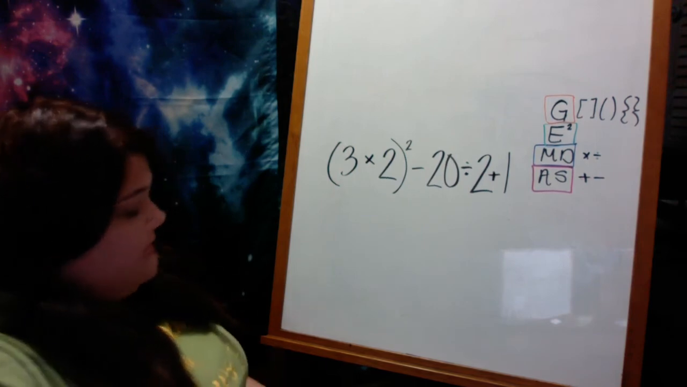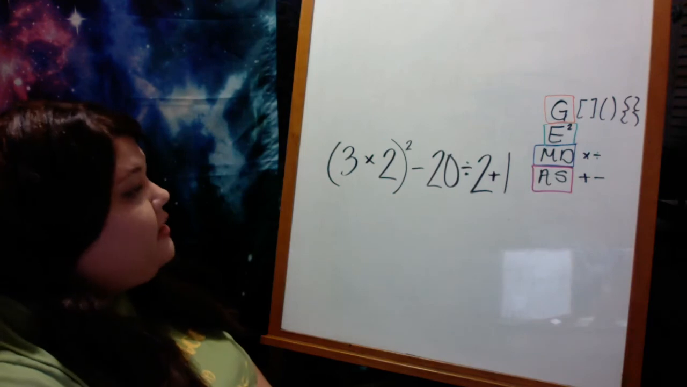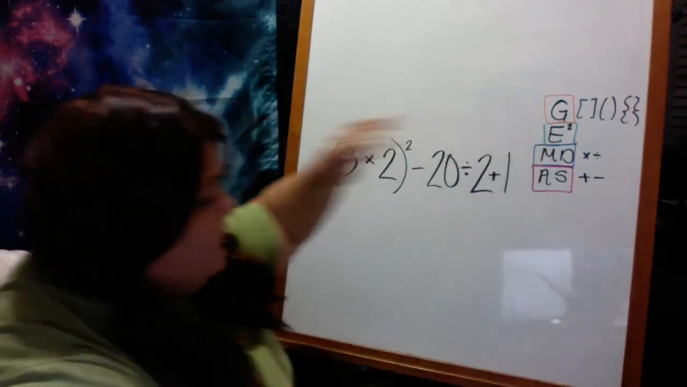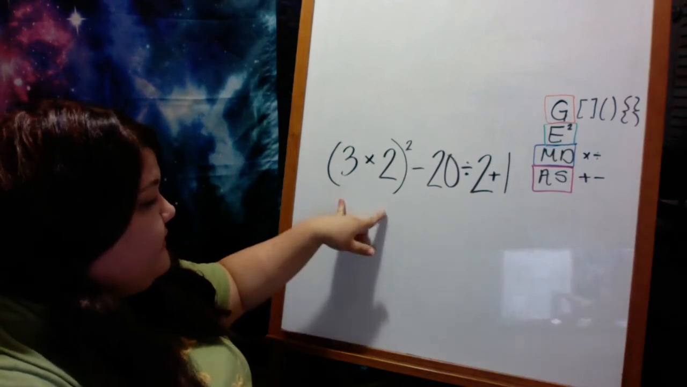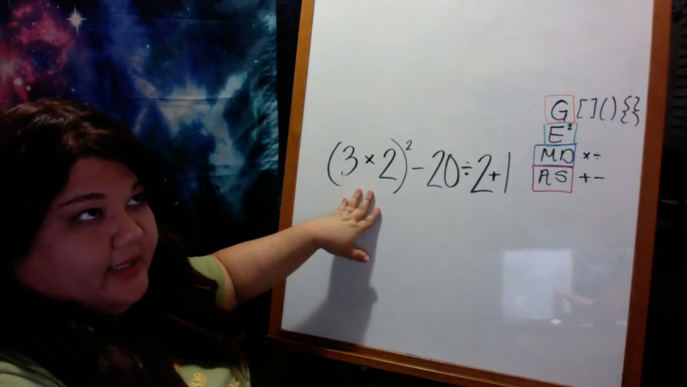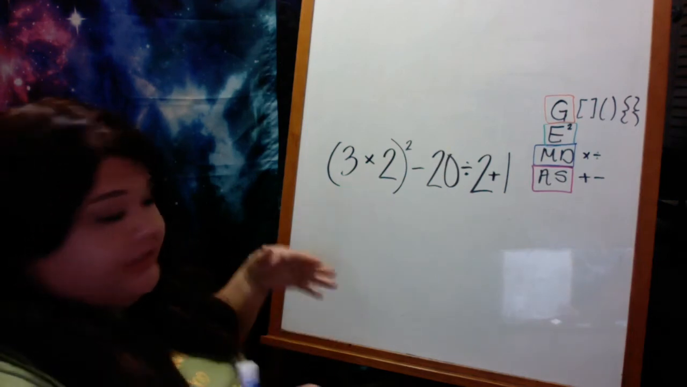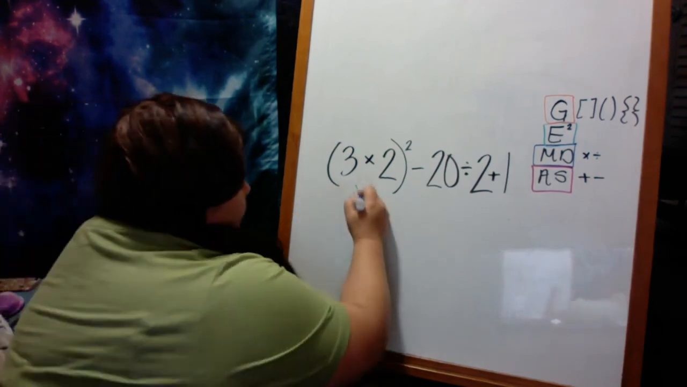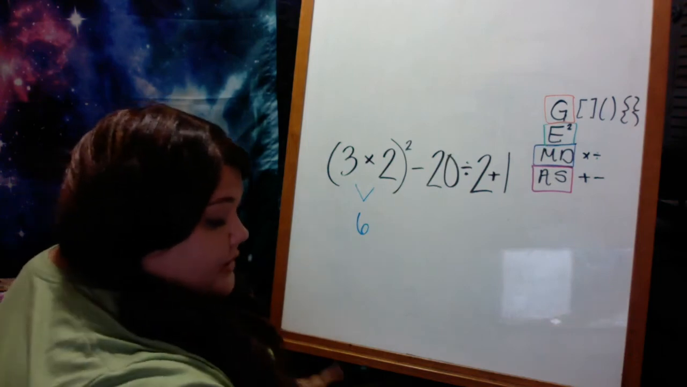Okay, let's get started. So, do I have any groups? G for groups. Do I have any groups? Yes, I do. I have parentheses right here. So I need to solve what's inside of my parentheses first. It's like the parentheses are hugging the numbers. These numbers are needy. They need special attention first. So I go to my 3 times 2, and 3 times 2 gives me what? 6.